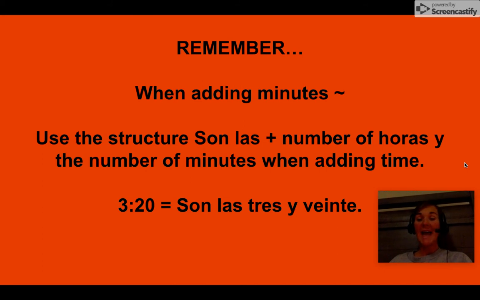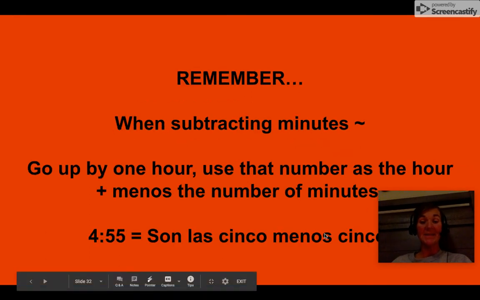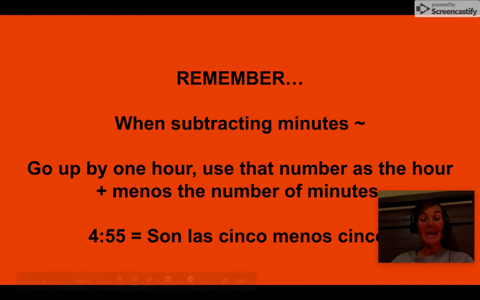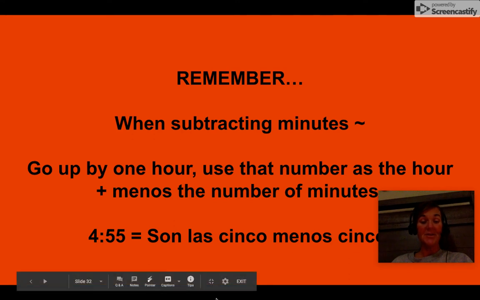So remember, when adding minutes and telling time in Spanish, use the structure son las plus the number of hours, and then the word y, remember that's represented by the Y, the number of minutes when adding time. So 3:20 would be son las 3 y 20. And then remember, when subtracting minutes, go up by 1 hour, use that number as the hour, and then add the word menos, and then the number of minutes. So for 4:55, son las 5 menos 5.